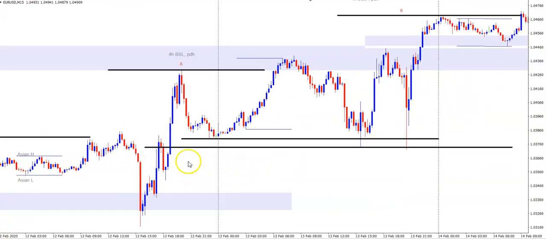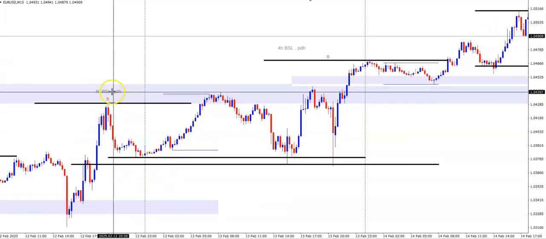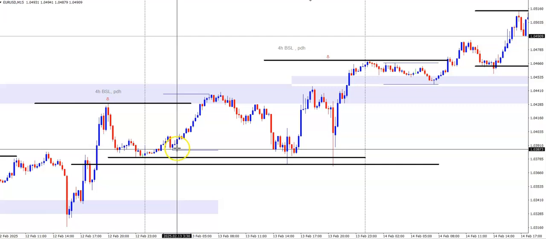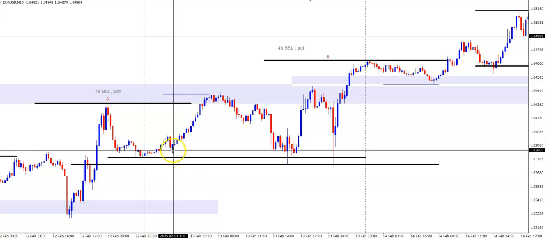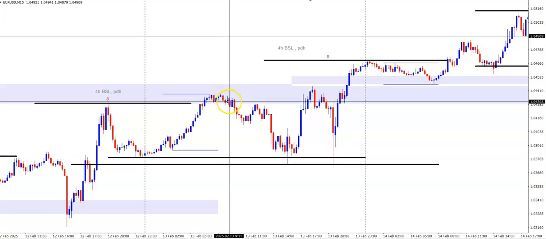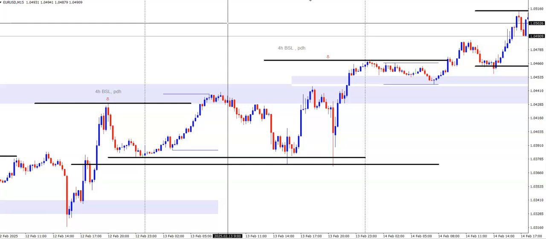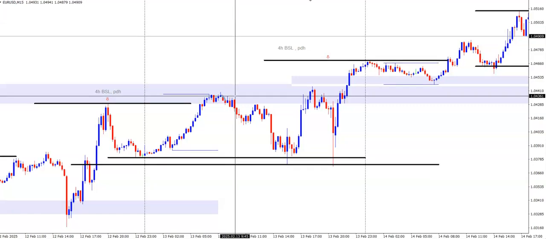And on the next day we have also 4-hourly buy side liquidity, the previous day's highs. We have a range, not quite a range, but in the Asian session price moved up, and then as you can see it took those highs, and later on you have a structure shift to the downside. So if you are looking for potential setups at those levels, you have to be really careful of 1-hourly fair value gap levels at that level.